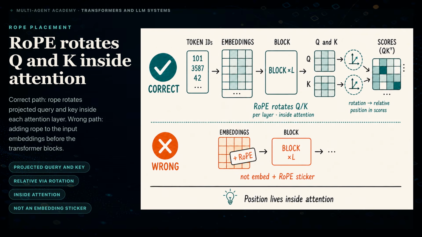Rotary position embedding, usually pronounced rope, is the position method used in most modern language models. Token identifiers become embeddings, then enter the transformer blocks. Inside each attention layer, the model builds query and key vectors, and rope rotates those projected vectors by their positions. It does not rotate the value vectors. When those rotated query and key vectors are used to form attention scores, relative position can enter the scores. Rope is not added to the input embeddings before the transformer blocks. It is applied inside attention, in every layer.